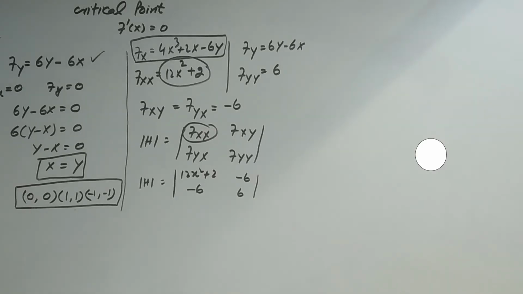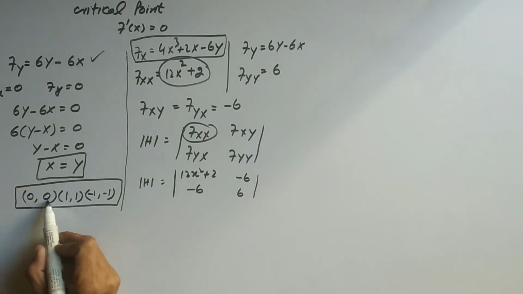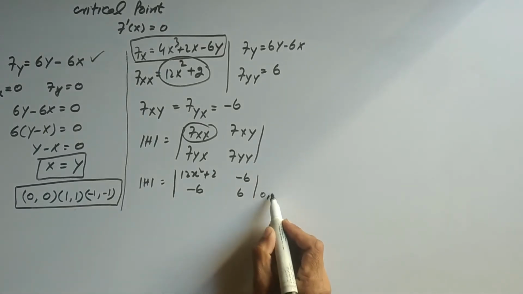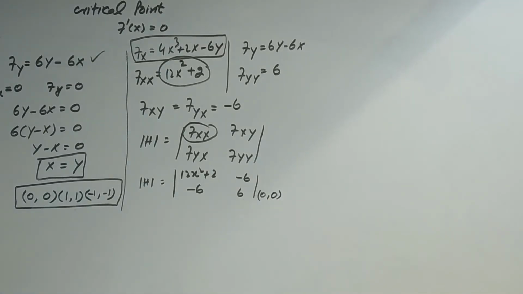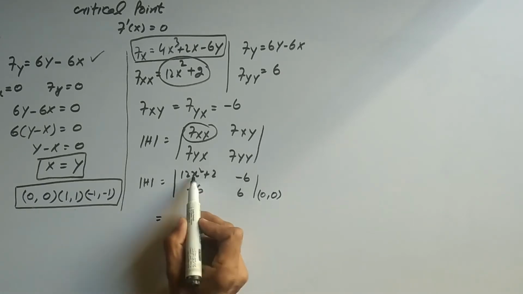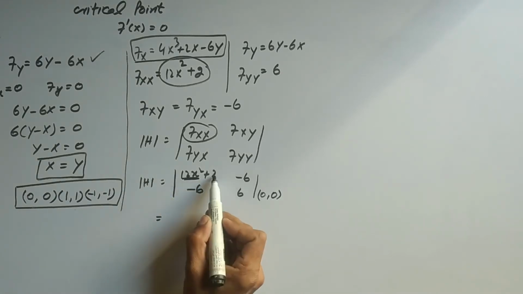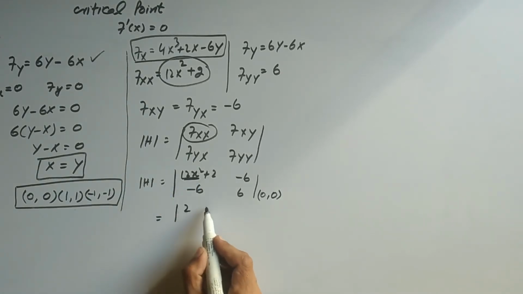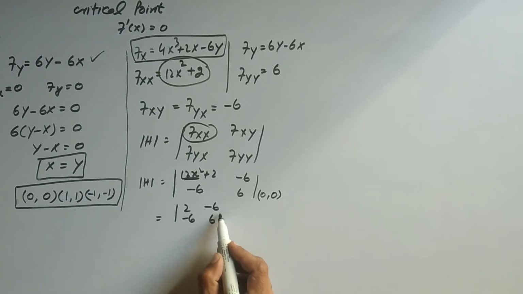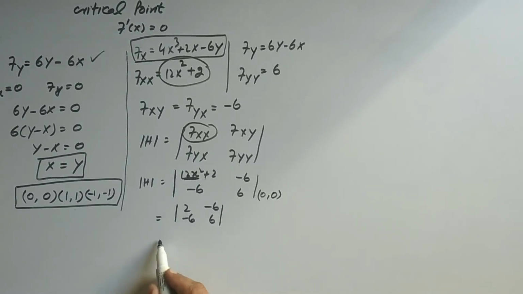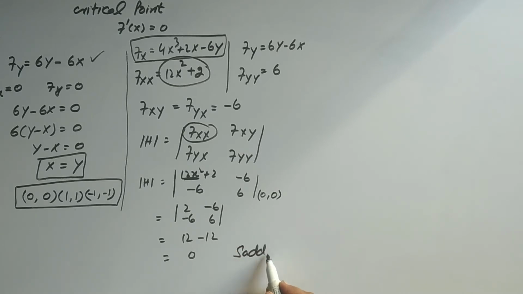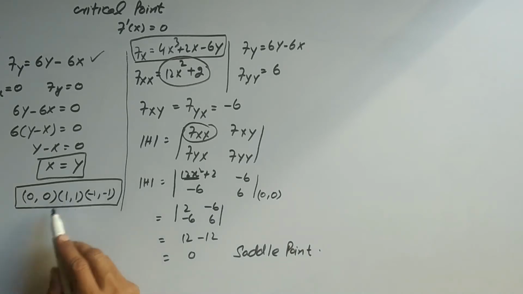Now we take the second value, that is 0, 0. So we take the value of 0, 0 again. When we put the value of 0 in this equation, this will be 0. So the remaining are 2, minus 6, minus 6 and 6. Now we will calculate the determinant. 12 minus 12 is 0. That is the answer, 0. So 0 will represent a saddle point. This will be a saddle point. So the last critical point will be left.